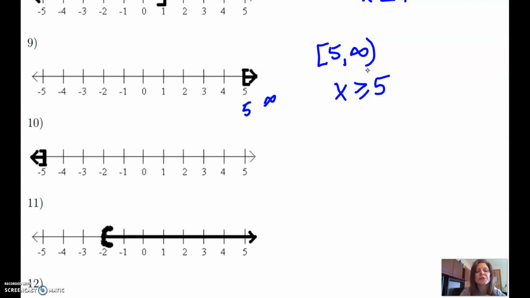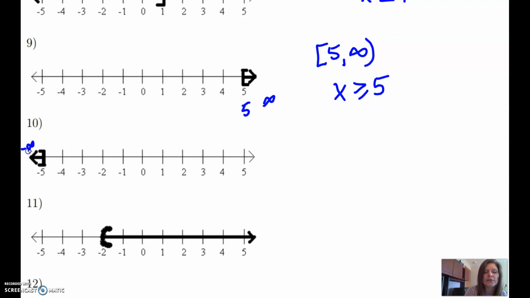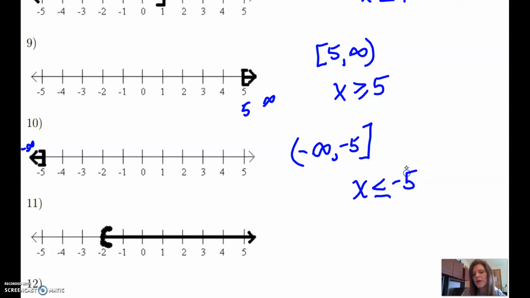For number 10 here, it's pointing towards the negative infinity up to the -5. So I'd start negative infinity to my -5. Always parentheses on infinities. Look at my graph. It's got a bracket on the 5, so I'll use a bracket on my interval. What does that mean as far as an inequality? Well, it's going to the left, so we're going to be using an x is less than, and I know I use the or equal because of the bracket, -5.